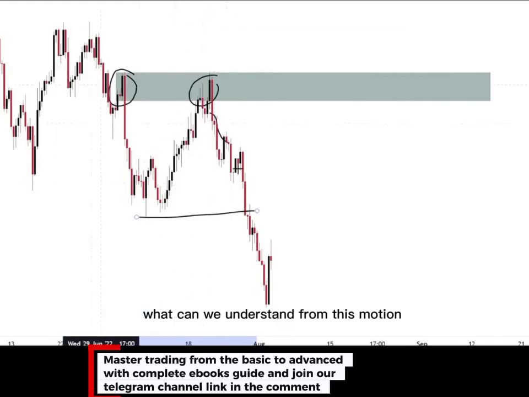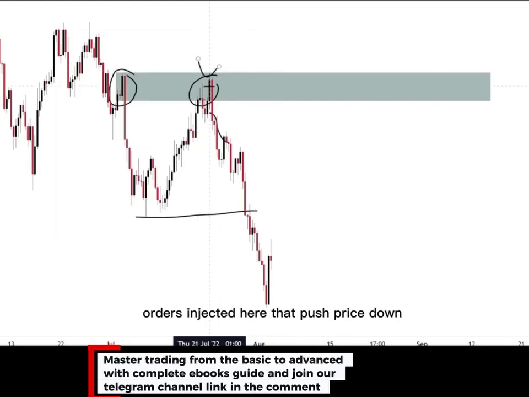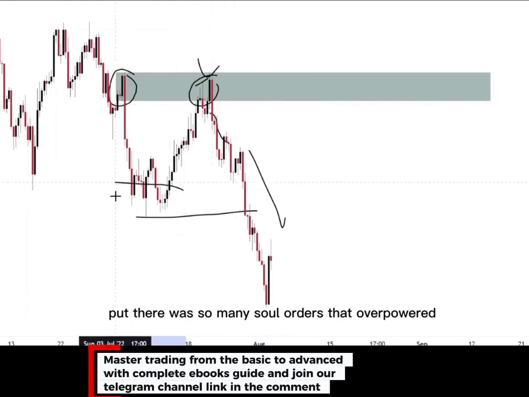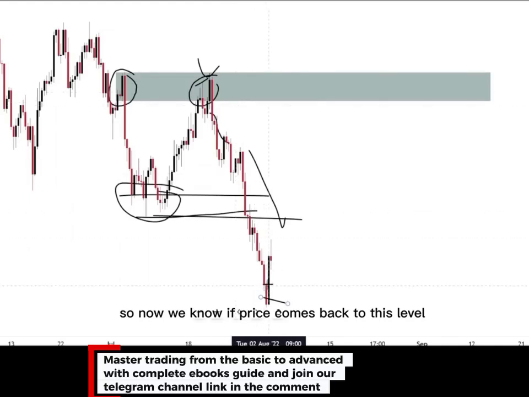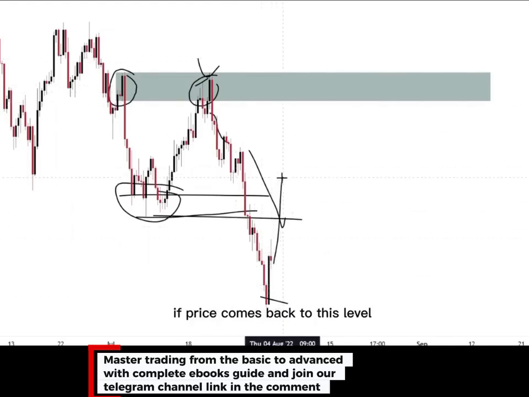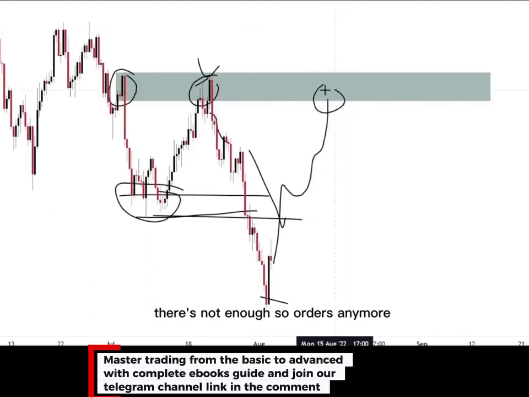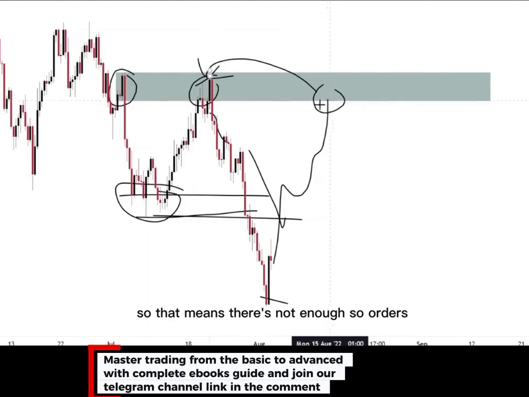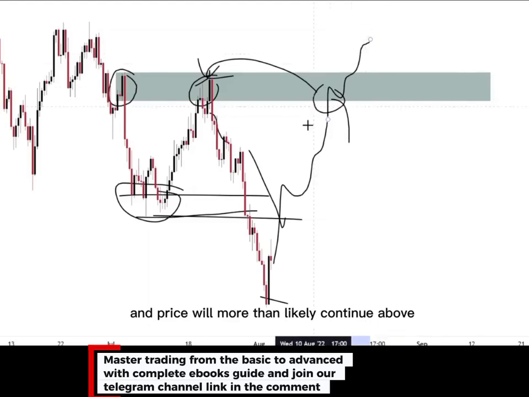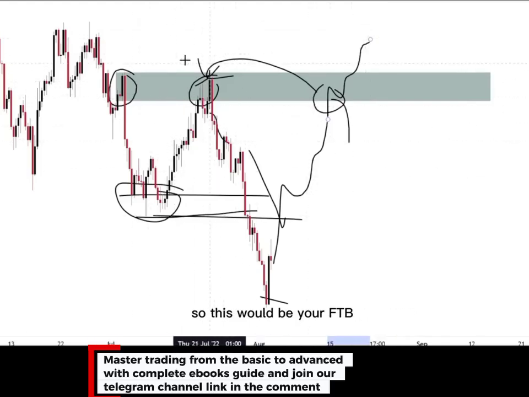What can we understand from this motion? We can understand that there were sell orders injected here that pushed price down. There were so many sell orders that overpowered the buy orders here that pushed price down. So now we know if price comes back to this level, there's not enough sell orders anymore. Why? Because the sell order has been used here. So that means there's not enough sell orders to reject price one more time, and price will more than likely continue above. So this would be your FTB, your failed to break liquidity.